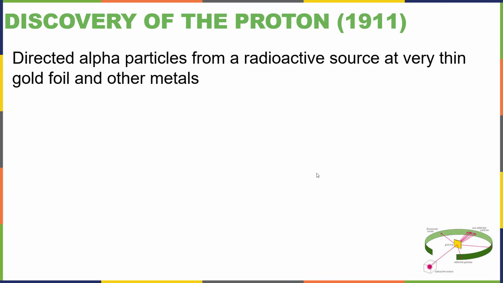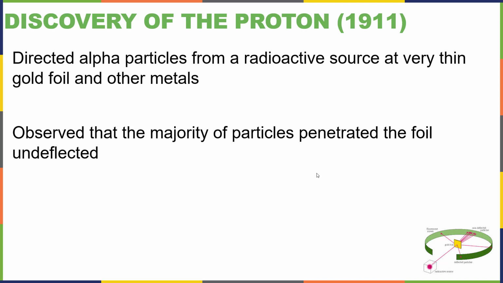But how did he do it? It's through an experiment that we'd call the gold foil experiment. And here's how it works. He directed alpha particles, which is just a relatively harmless form of radiation for your information. So he directed alpha particles at very thin sheets of gold foil. Think of aluminum foil, but made out of gold.